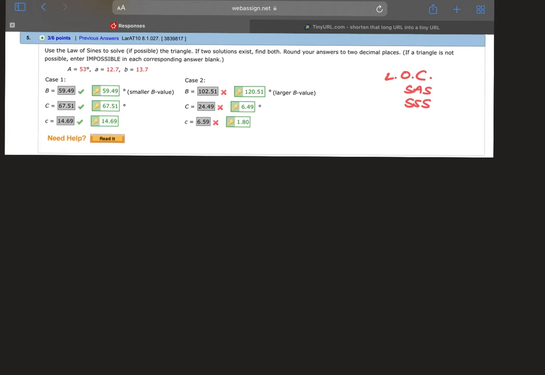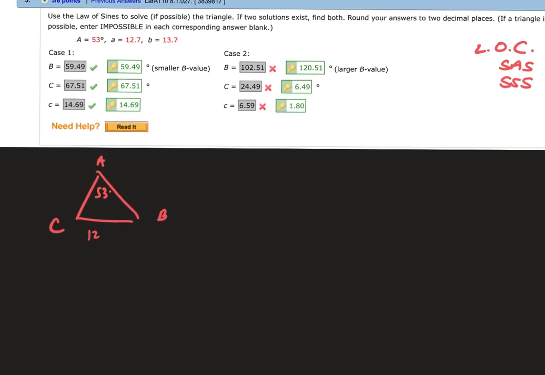So when you get one like this where you've got A is 53 degrees, let's say this is A, this is B, this is C. A is 53 degrees, side A is 12.7, and side B is 13.7. I know that's not side angle side, and I know it's not side side side, so I know I'm using law of sines. You have two sides and the non-included angle, which means you have your ambiguous case. That's the other thing you've got to pay attention to.